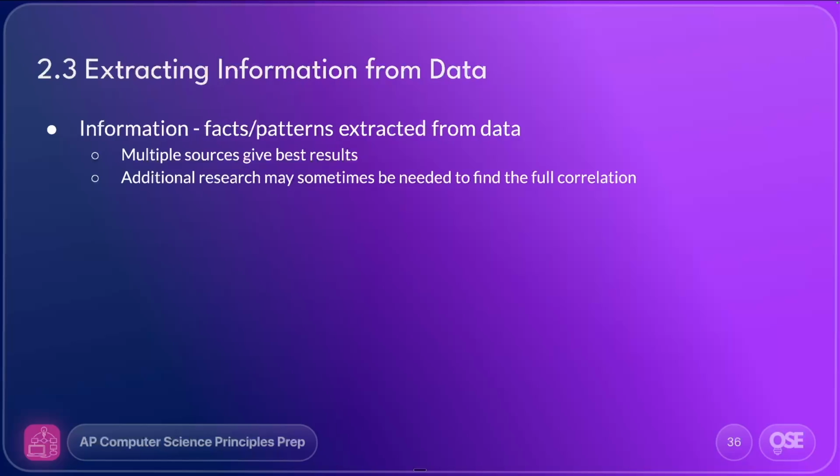How do we extract information from data? We use facts and patterns. We also have to use multiple sources to have the best results, and sometimes you have to do additional research to find full correlation in the data.